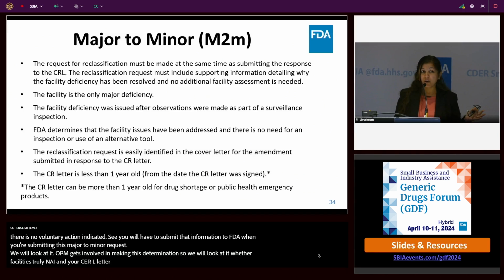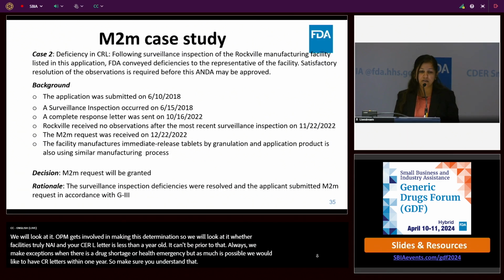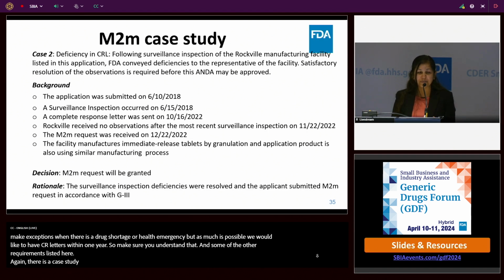Now we make exceptions when it's a drug shortage or public health emergency. But as much as possible, we would like to have CR letters within 1 year, right? So make sure that you understand that, and some of the other requirements that are listed here. Again, there is a case study. We are all in Bethesda, Rockville, so put a Rockville manufacturing facility as having got a surveillance inspection.